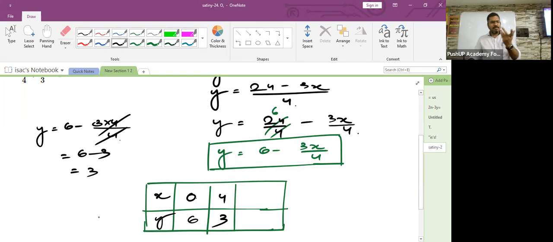Take the multiples of 4. Go with minus 4. Okay, if you want to take 8, let's go with that. So you're taking x is equal to 8. y will be equal to 0, because 6 minus 3 into 8 upon 4. 8 upon 4 is 2. So 3 into 2 becomes 6. 6 minus 6 will give you a 0. This is the first table.